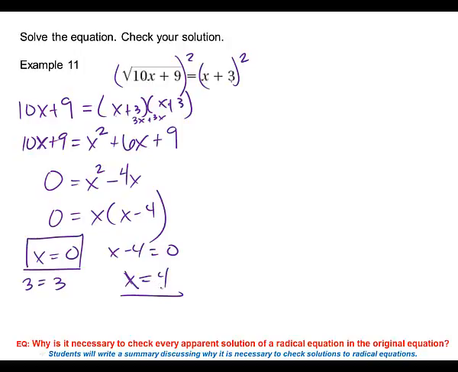All right, let's try the 4. What is 10 times 4? 40. Plus 9 is? 49. Square root of 49 is? 7. All right, what's 4 plus 3? Did that one work? So it might be that both answers work. Could it be that both answers are extraneous? What would you write down if both answers were extraneous? No solution. No solution's fine.